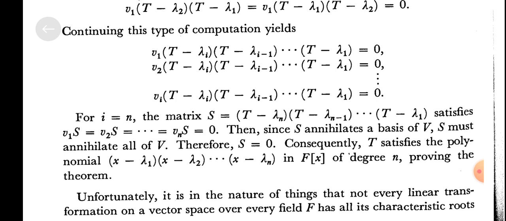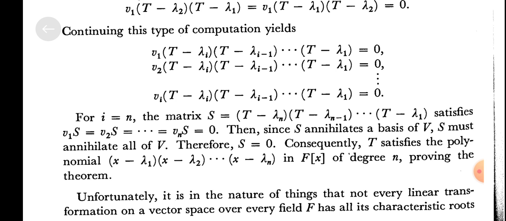From the above equation, we consider S as (T minus lambda n)(T minus lambda n-1) and so on (T minus lambda 1), if i is equal to n. Then the equation may be written as v1S, v2S and so on, vnS, which are all equal to 0. And also, since S annihilates a basis of V, S must annihilate all of V. Then S is equal to 0. Therefore, S is equal to 0.